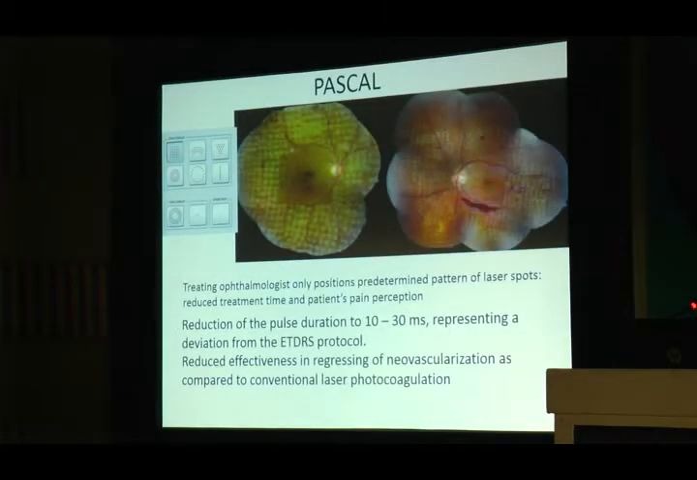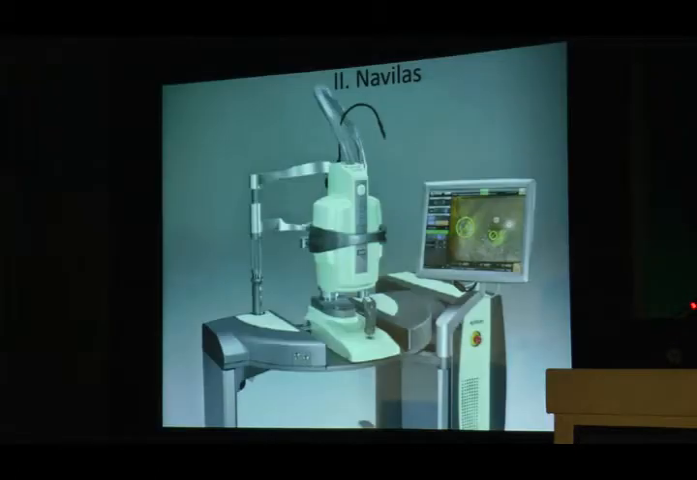Everybody, I'm sure, in this hall knows how to do PRP, so I'm not going to go through it. There are different types of lasers that we have been using. This is the conventional, and now we have the Pascal. Pascal is basically more of a convenience rather than efficacy, but it looks beautiful. You have different patterns, there is no pain to the patient, and you can do it quickly. So you can choose a pattern, and you can choose the area, and you can do the laser whichever way you want.